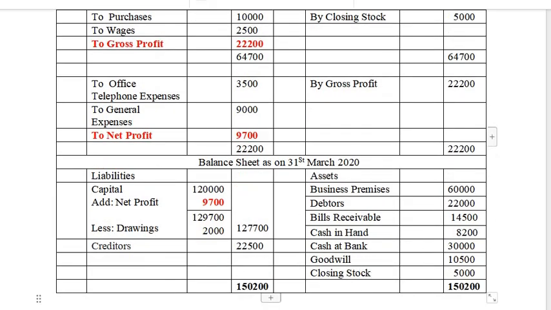Then you have to total both the left hand side and the right hand side of your balance sheet. The left hand side is liabilities, and on the right hand side you should get the same total. If you are getting the same total, then it says that your business is in a sound position. You can continue and go on doing your business.